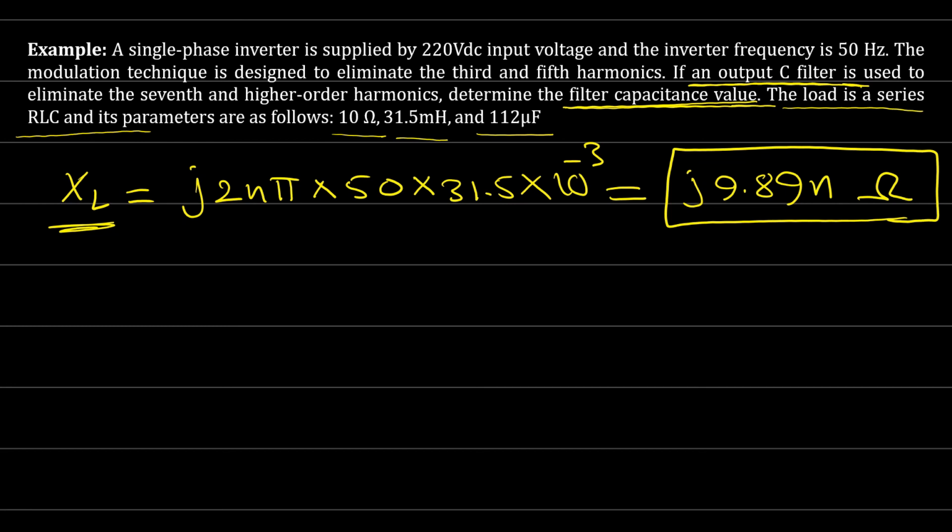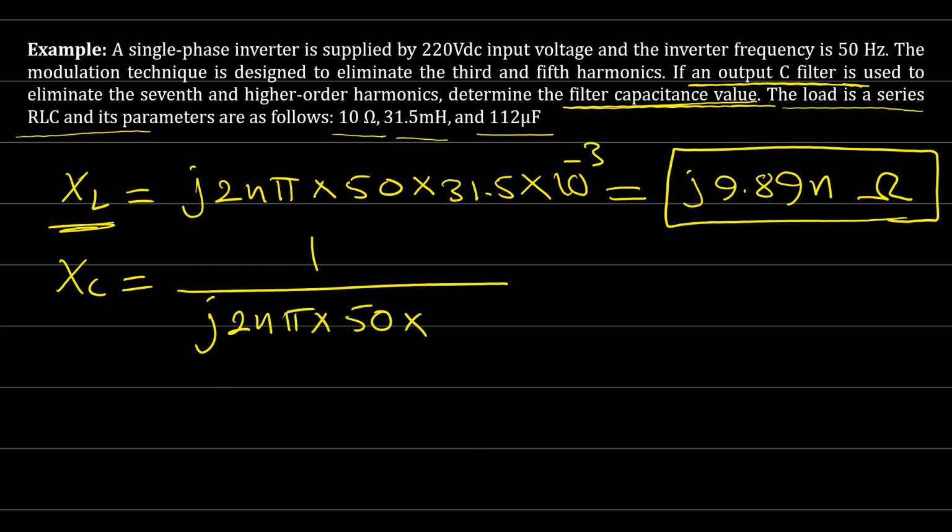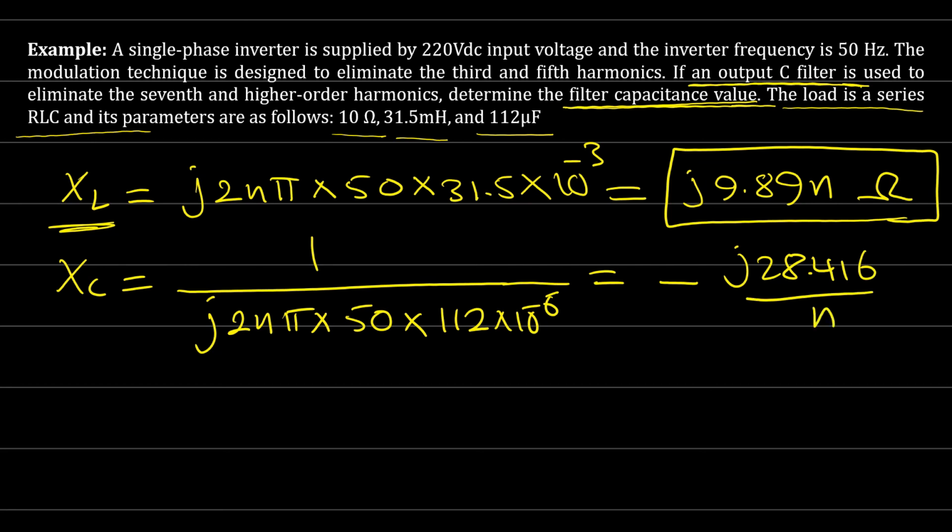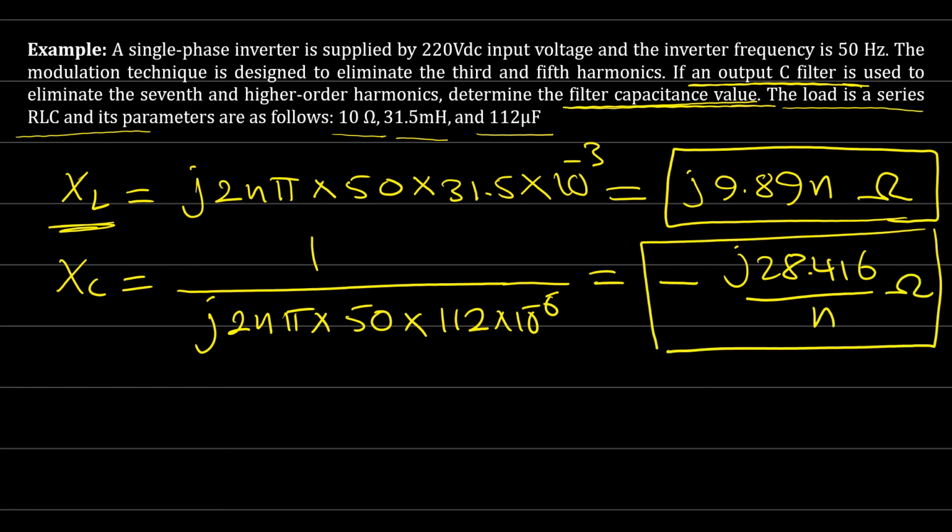Similarly, we can find the capacitive reactance. So XC is equal to how much? 1 over j omega n, right? So j times 2nπ times 50 times the capacitor value, which is 112 micro. This will be equal to minus j 28.416 over n ohms. Okay, now we can obtain the impedance for the nth harmonic voltage.